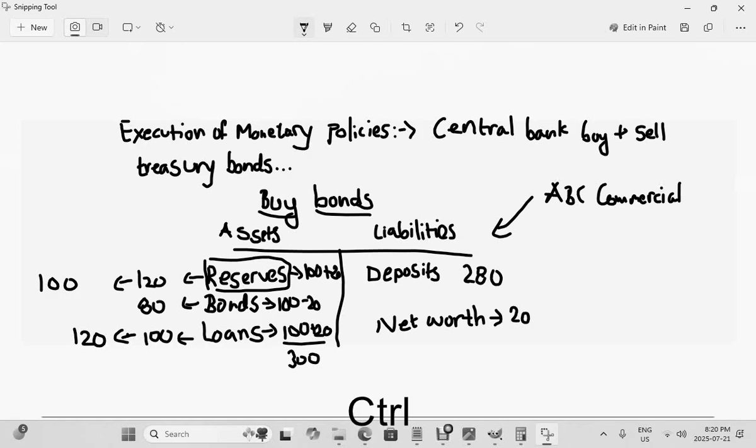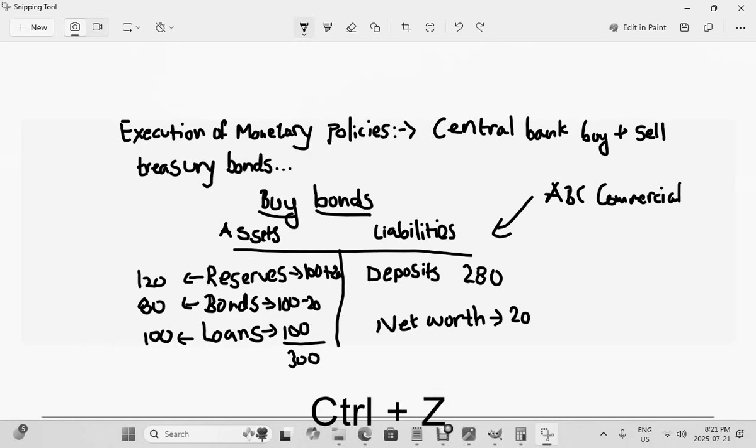This is how the central bank, or the Federal Reserve Bank, buys bonds from commercial banks, and this is the impact of that purchase when it comes to your assets and liabilities. Now, the central bank also goes ahead and sells bonds.